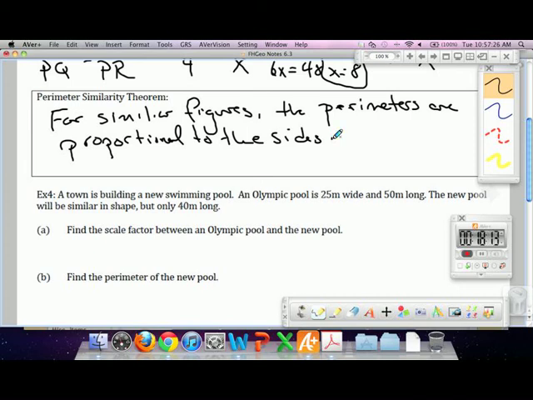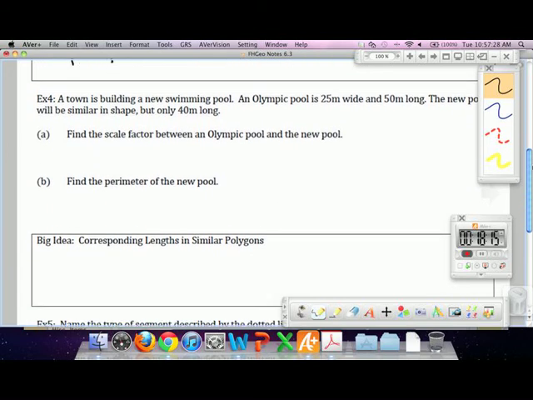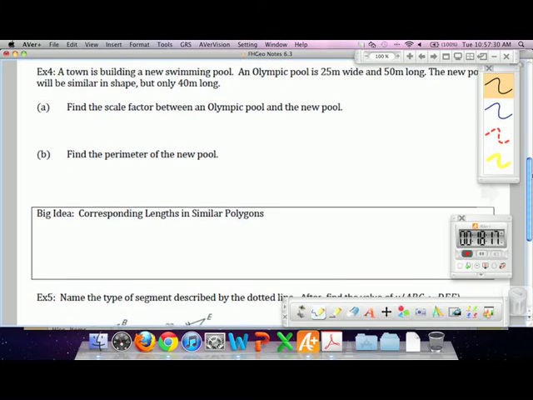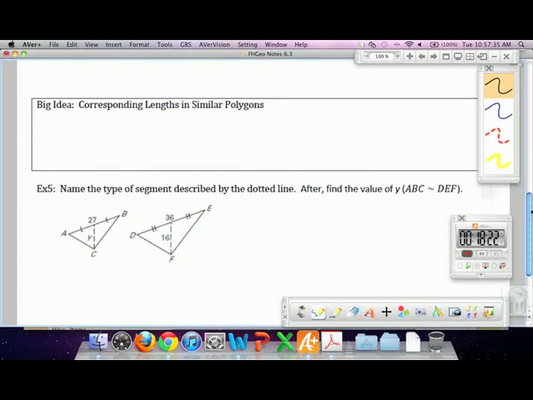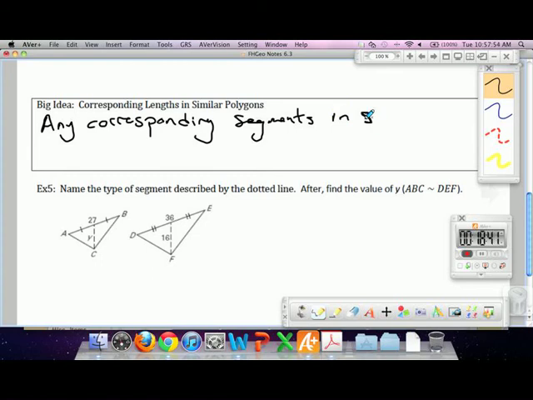Okay. I do want to skip that section and we'll get to the last idea here. The last idea is that corresponding lengths in similar polygons, any segment in similar polygons, are proportional.